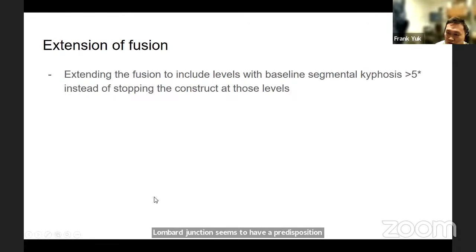So one theory is to extend the fusion during the index surgery to include levels with baseline segmental kyphosis greater than 5 degrees, instead of stopping the construct at those levels where you think it's going to already break down and predict PJK. So that's been one theory, but of course, then you require much larger surgeries and may have to even instrument through the thoracic kyphosis, which is a much larger surgery than you originally anticipated.